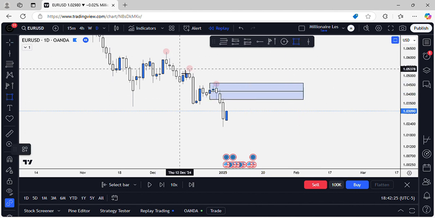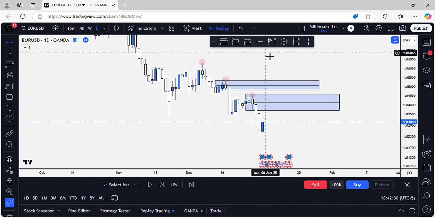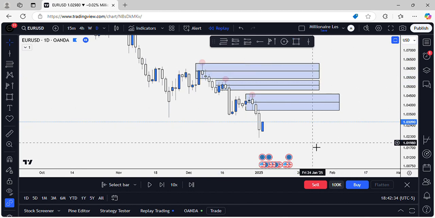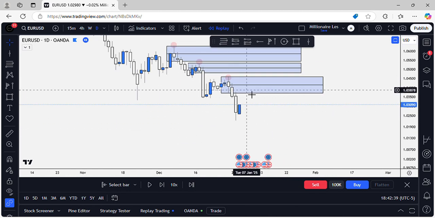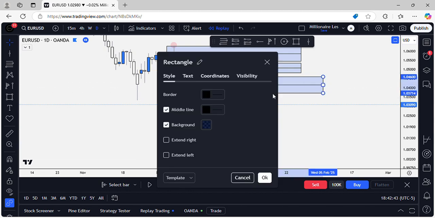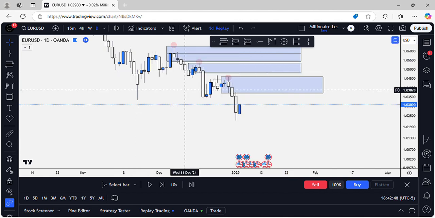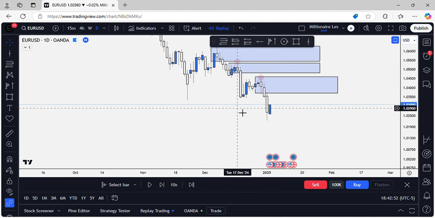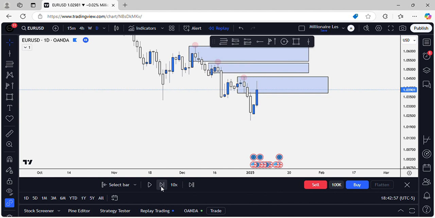And then when price gets to these areas, I'm looking at how price reacts to this area. I'm setting an alert for these areas in particular. Let me clean it up a little bit so it's clear as day. I'm setting an alert for when price gets to these areas. Now I hit play.